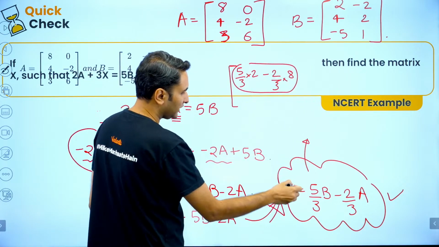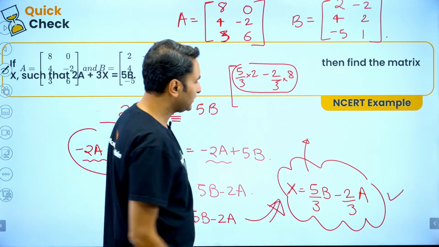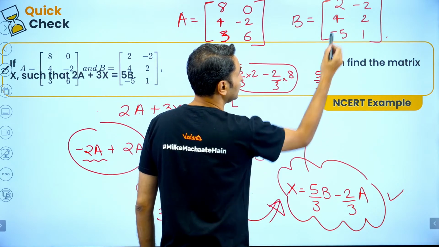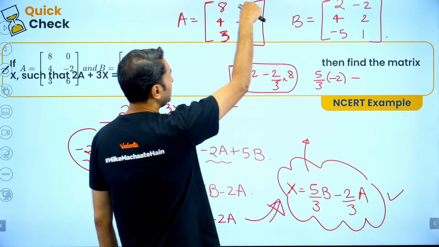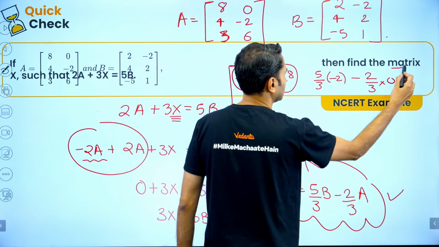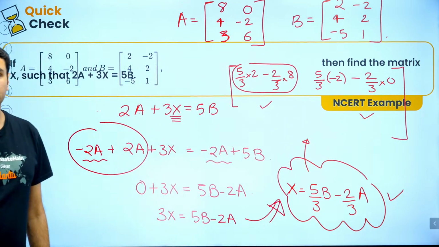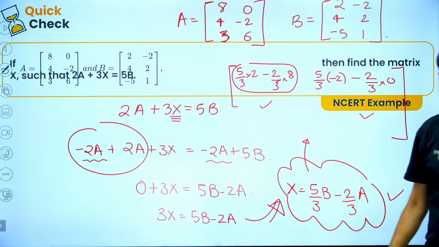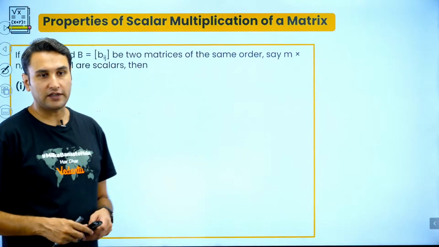What will be the second entry? Sorry, the first row, second column, 5 by 3 B. So multiply that by 5 by 3. So 5 by 3 into minus 2, minus 2 by 3 into 0, which is 0. Similarly, you can calculate this and this as well. Got it? Is that clear? This is clear, right? You can check out this example from NCERT as well. So again, such questions are pretty common and popular, right?